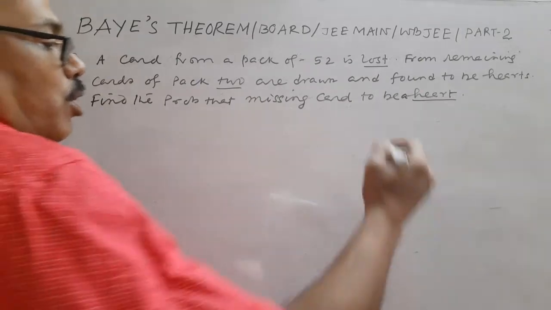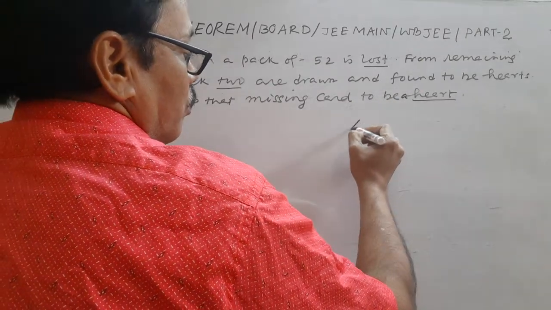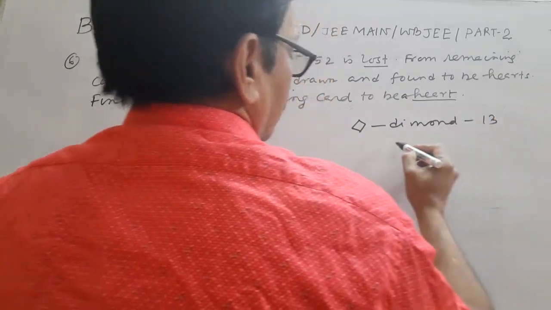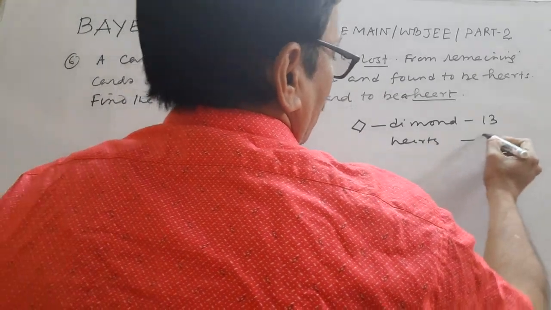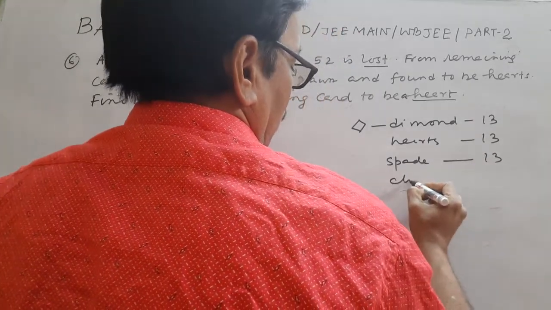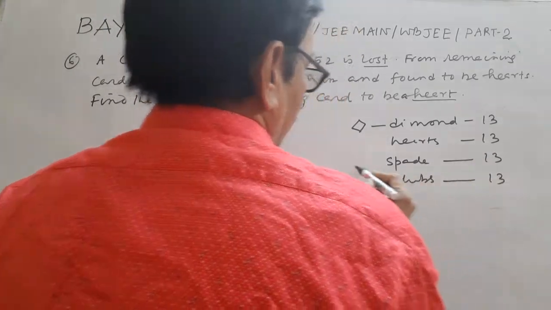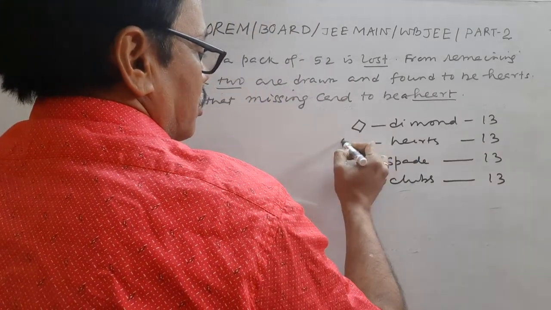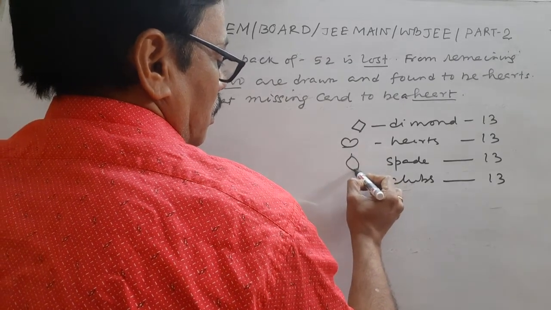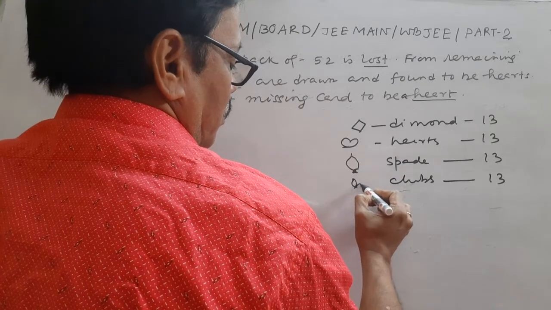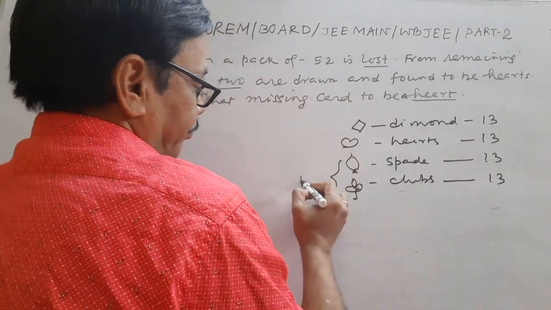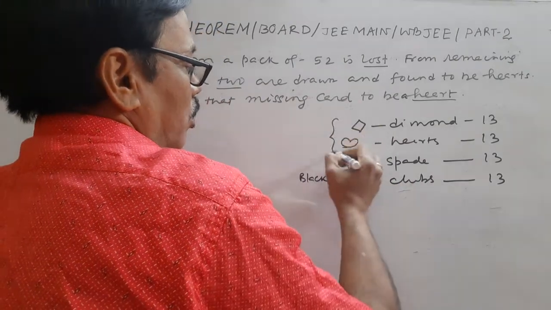So you know 4 types of cards according to their name. Diamond, 13; hearts, 13; spade, 13; clubs, 13. So hearts, spade, and clubs... spade and clubs are of black color. All of you know it, diamonds and hearts are of red.